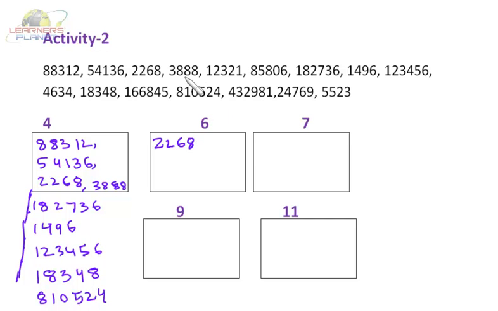Okay, now let's take this number. 3, 8, 8, 8. So 3 plus 8, 11. 11 plus 8, 19. 19 plus 8, 27. So this number is divisible by 3 and the unit digit is an even number. That means this number is also divisible by 2. So this number is divisible by 2 and 3 both. That means this number is divisible by 6. So let's write it over here.